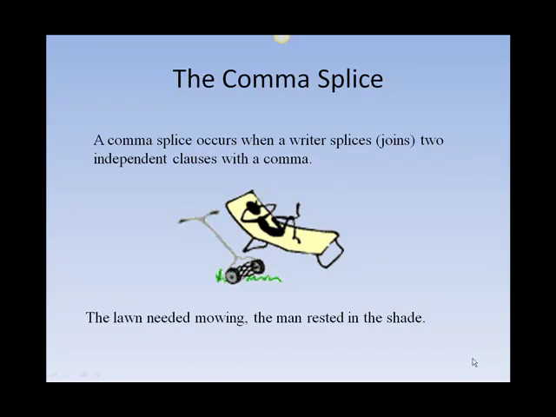All right, now let's talk about the fused sentence's first cousin, the comma splice. A comma splice occurs when a writer splices or joins two independent clauses with a comma. So here we have basically the same independent clauses. The lawn needed mowing. The man rested in the shade. We can see that the writer has attempted to punctuate this sentence correctly, but really all the writer has done is traded one major error for another. The writer has taken a fused sentence and simply turned it into a comma splice by putting a comma to splice or join these two sentences. And folks, a comma is a very weak punctuation mark, and it doesn't have the strength to hold together these two very independent clauses.